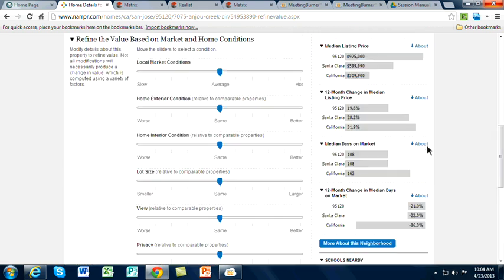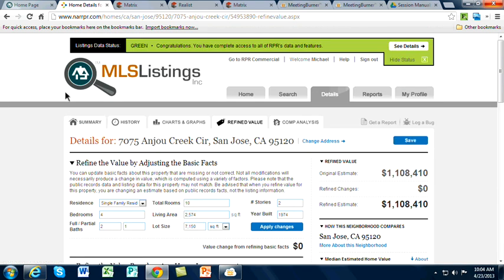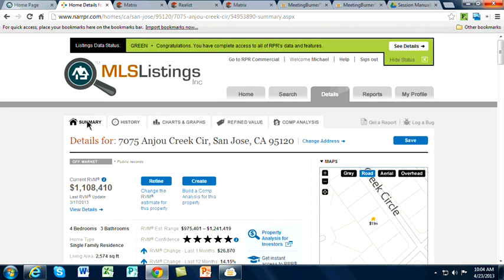I'm not really going to do a bunch of adjustments, but it would show the refined value. And then look at all these little cool things about what's going on in the neighborhood. And you can get more about the neighborhood, and here are the schools and things like that. We're going to see this later, all right? So we're going to go back to the summary.